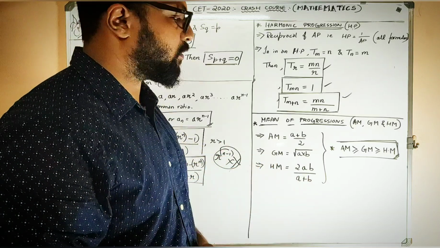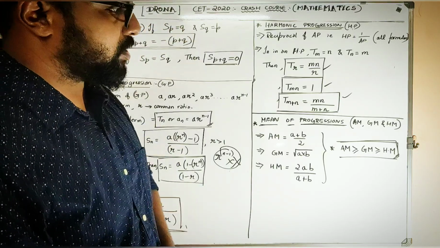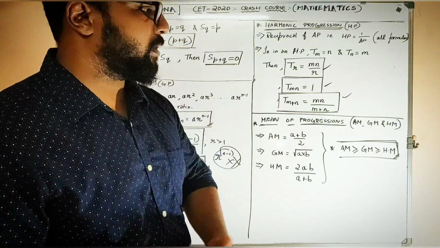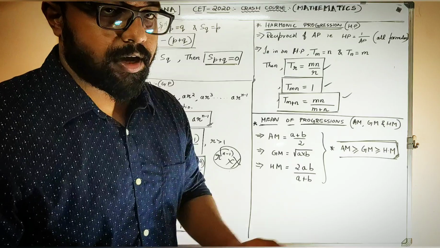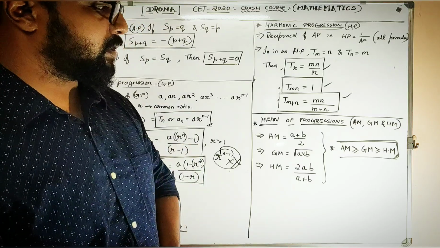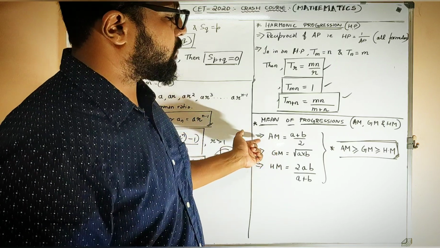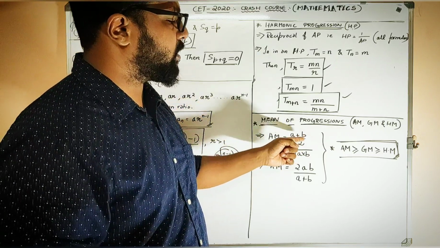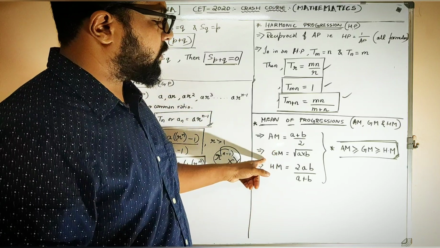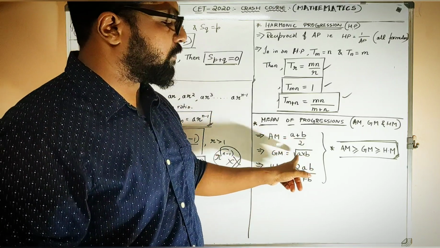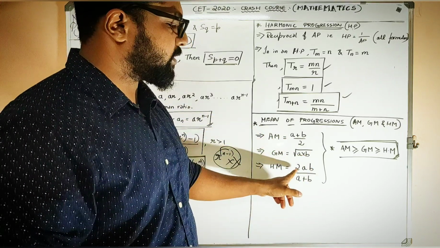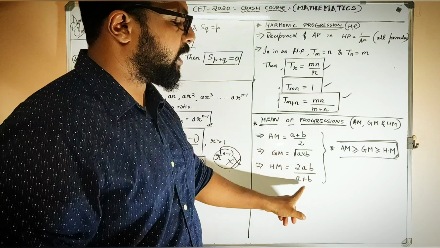Again, the last topic of sequence and series, mean of progressions, that is arithmetic mean, geometric mean, and the harmonic mean. You have already studied about it, so I'm just giving a basic glance of the formulas. The arithmetic mean is nothing but a plus b divided by 2. Then geometric mean is nothing but root of a into b. Harmonic mean is nothing but 2ab divided by a plus b.